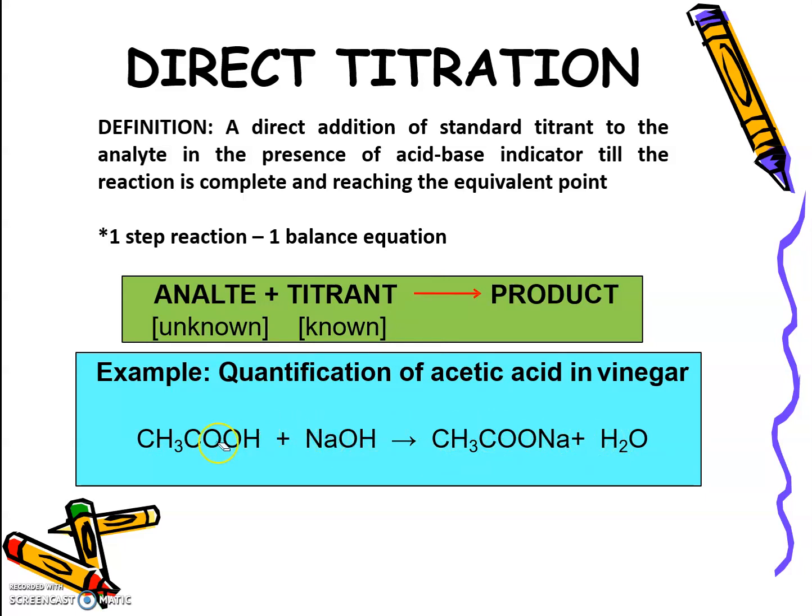So when the equation is balanced, there is 1 mole of acetic acid reacting with 1 mole of sodium hydroxide to form product. Okay, so acetic acid is the analyte. Vinegar is the sample. Sodium hydroxide is the titrant, a solution of known concentration.